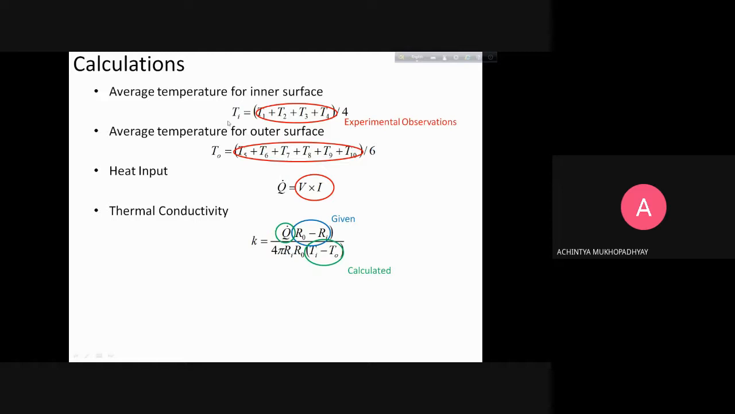Here you calculate the average inner surface temperature, the average outer surface temperature, and the heat input. Then you use those calculated values along with the given radii in this formula to get the thermal conductivity. This gives you the thermal conductivity for one condition.